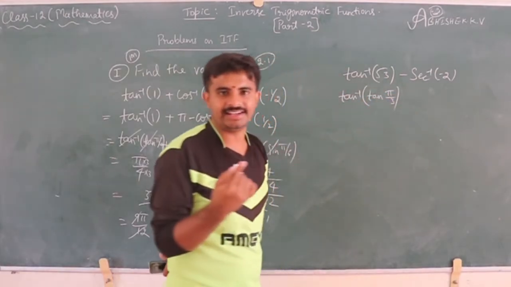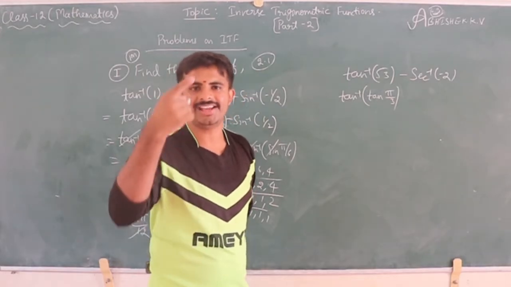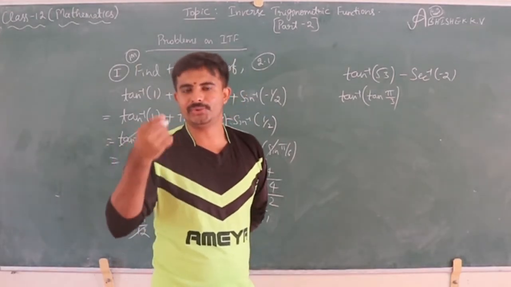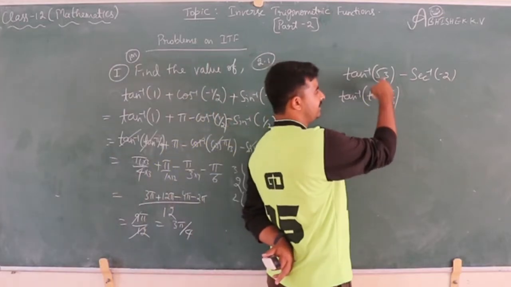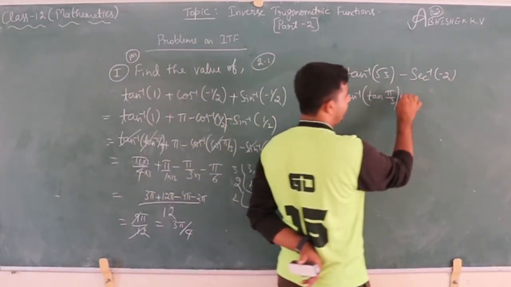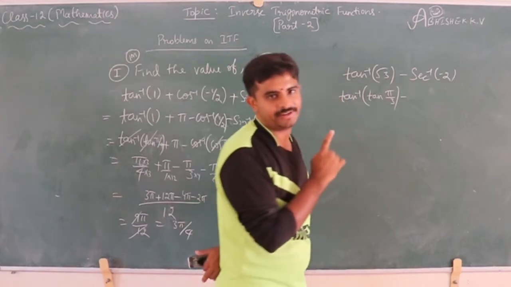See, tan 60 degree is sin 60 by cos 60, that is root 3 by 2 divided by 1 by 2. The 2s get cancelled. Here we will get tan inverse root 3, therefore tan 60 degree is equal to pi by 3 minus. But here we have a problem.